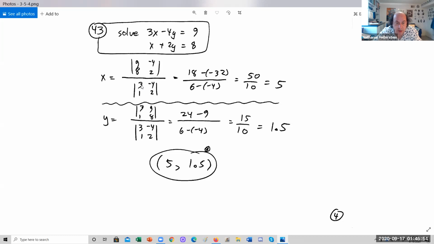All right, let's see, the denominators of both. 3 times 2 is 6, minus 1 times negative 4. 6 minus negative 4, that's a 10. So I have the 10 in the denominators for both.